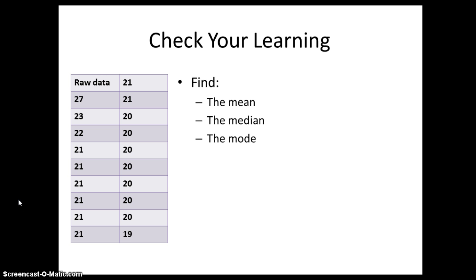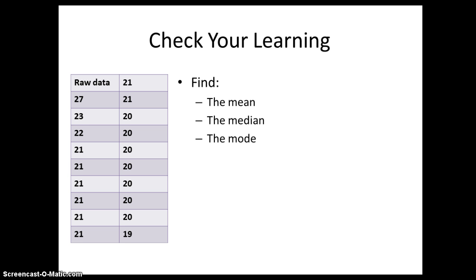So you might want to pause for a moment here and check your learning. I have a set of data of student ages from a statistics course, and I'd like you to find the mean, the median, and the mode. If you're not sure how to go about calculating those, give it a try based on your reading of the textbook, and I'll walk you through the steps in a moment. So you might want to hit pause now and try and work through that.